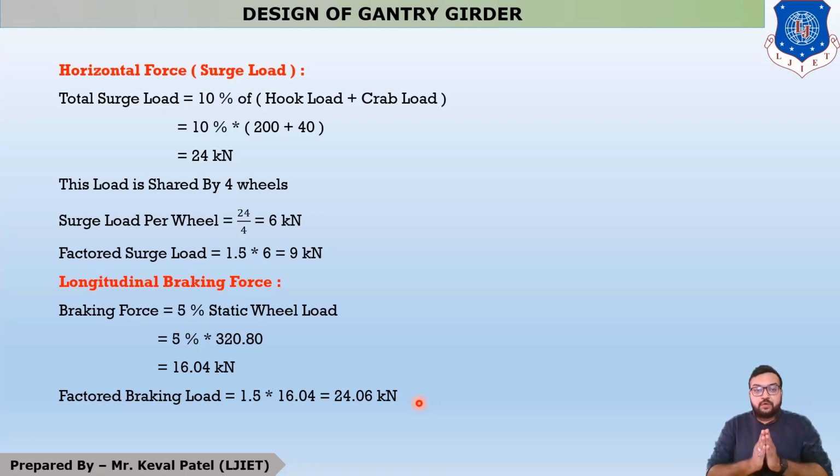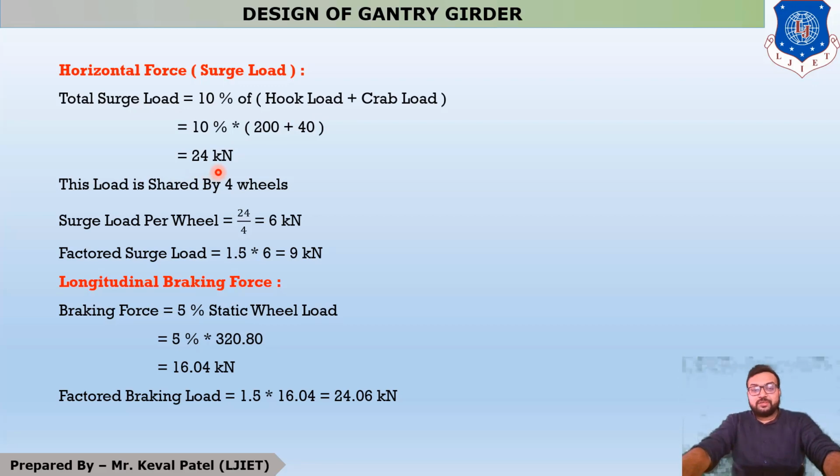another two loads, which is surge load. Surge load is acting like this. Okay. When your trolley is moving like this and stops from one end to another end, then this trolley is subjected to axial force on gantry girder. So this horizontal force is also called surge load. Okay, so the value of surge load is 10 percent of hook load plus crab load. Crab means trolley. Okay, so it is 24 kilonewton.